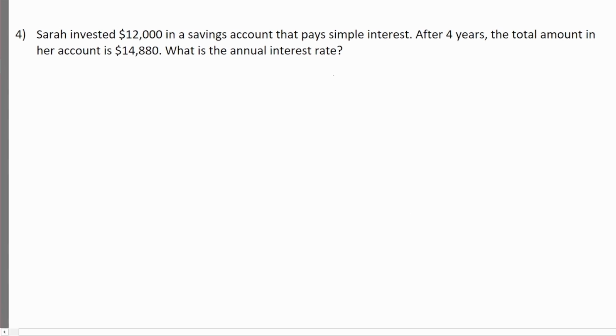Okay, so Sarah invested $12,000 in a savings account that pays simple interest. So this is the original amount invested. After 4 years, the total amount in her account is 14,880. Okay. This is the time period that passed, and this is the total amount. Okay. So now we're being asked, what is the annual interest rate? So we want to know R.